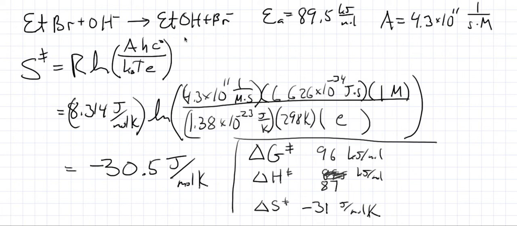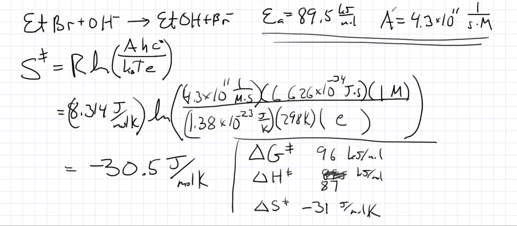So in summary, we can find the difference in entropy, the difference in enthalpy, and the difference in free energy between the reactants and the transition state for any reaction as long as we have the Arrhenius parameters. As long as we have the temperature dependence of a reaction, we can get the Arrhenius parameters, the activation energy and the pre-exponential factor, and from them we can get delta G, delta H, and delta S double dagger.